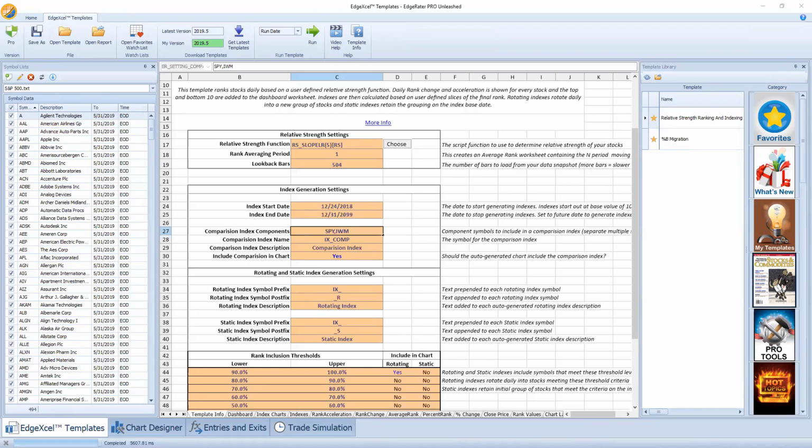Wojtek, yes, with this template, you can generate your own index. Absolutely. You would, for instance, just by typing in your comparison index components like SPY, IWM into your comparative index, you end up generating an index of SPY and IWM.